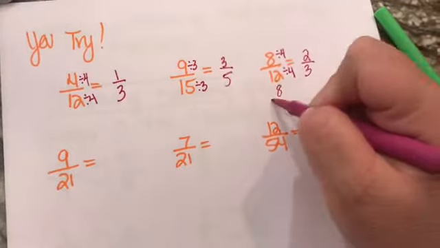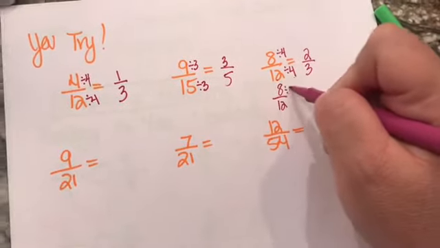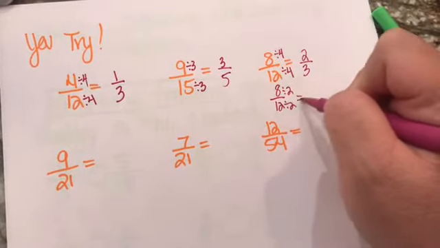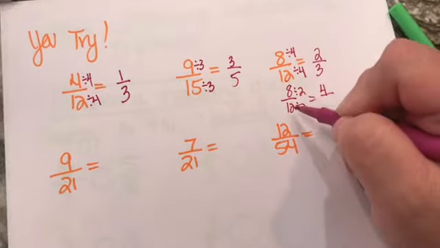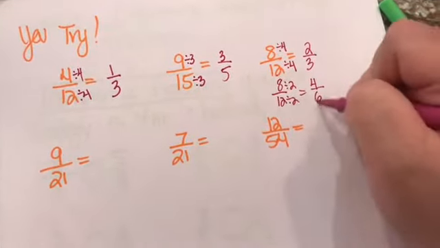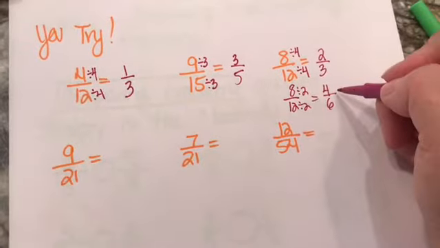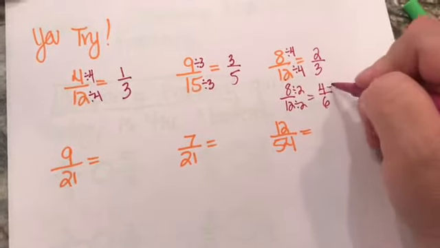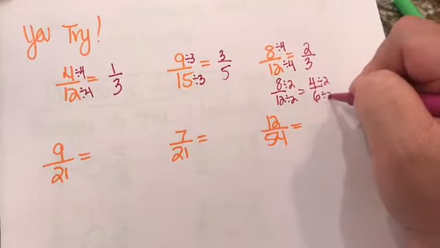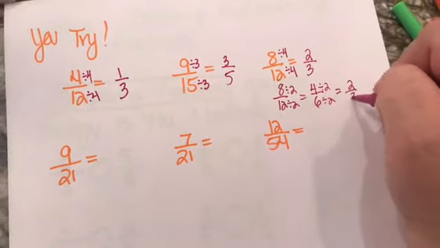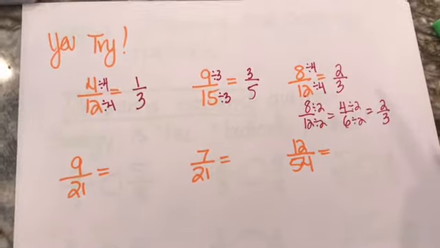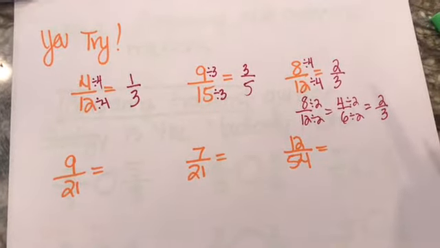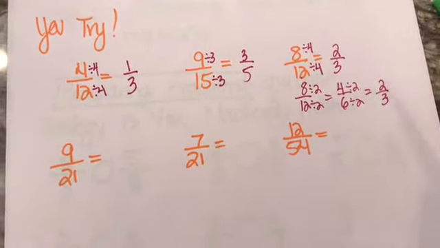Let me show you if I did that one by 2. So 8 divided by 2 would get me to 4, and 12 divided by 2 would get me to 6. I just have to realize that I can't stop there. I got to keep going. So I'm going to do it again. And that's okay. Either way, I'm going to get to the same answer. So it's okay if you want to just do it by 2. It just might take you a little longer.